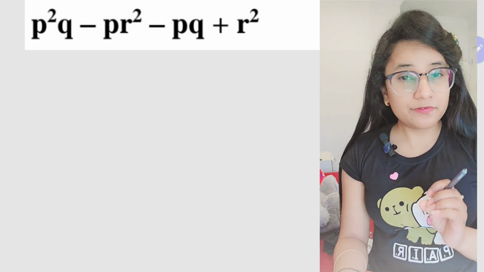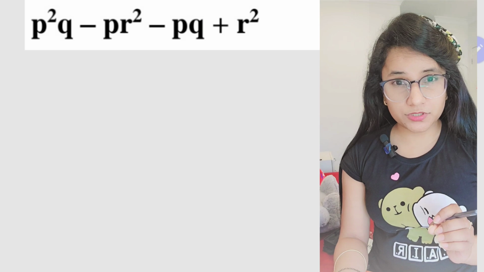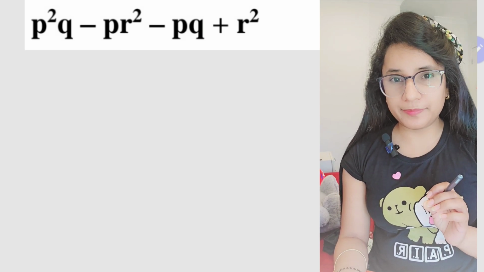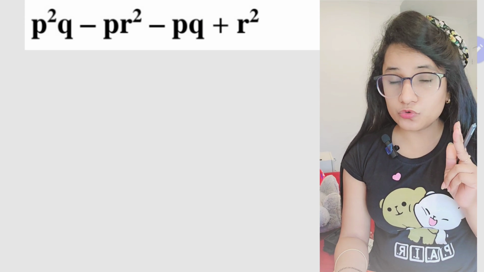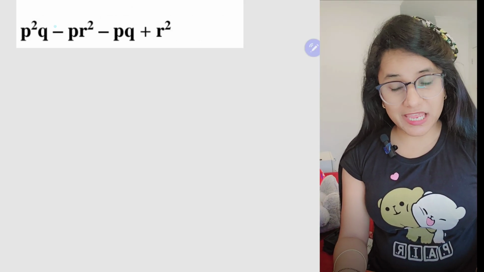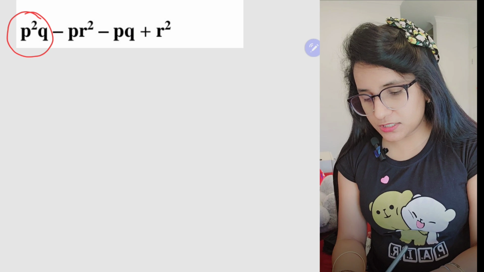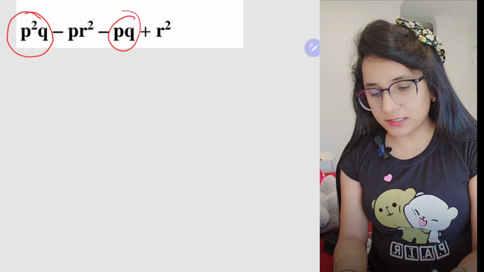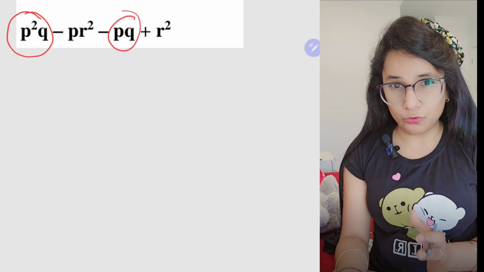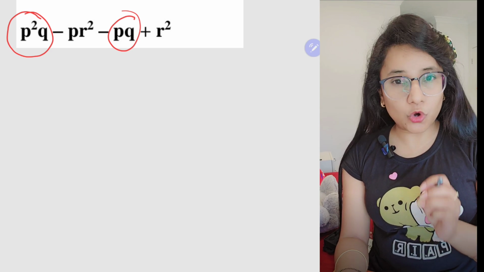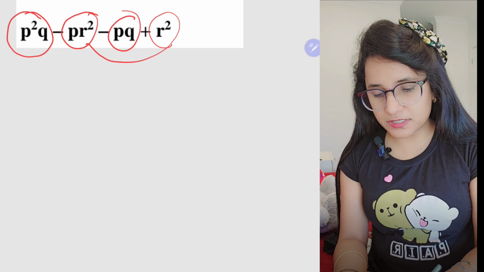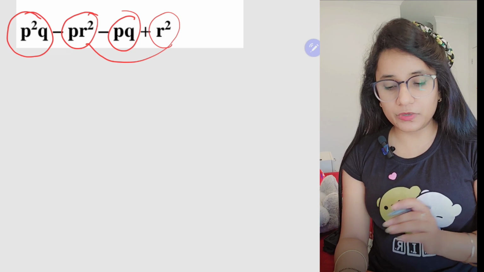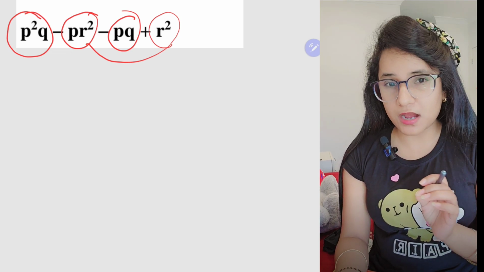Now, whenever you see four terms with some similar alphabets, it means you have to group them into two. If you see it carefully, the first term PQ and the third term is also PQ. So we can take out common from here. Similarly, the second term is somewhat similar to the fourth one, which is having a common of r square.